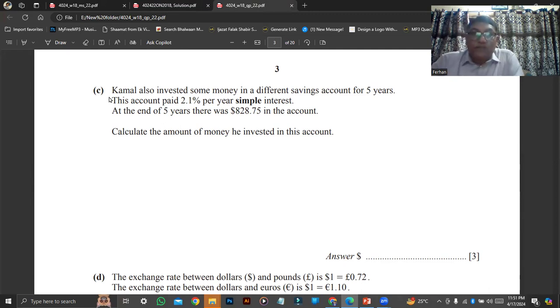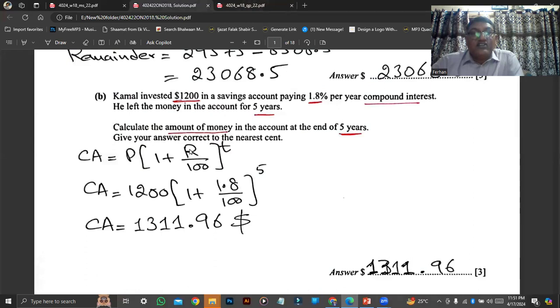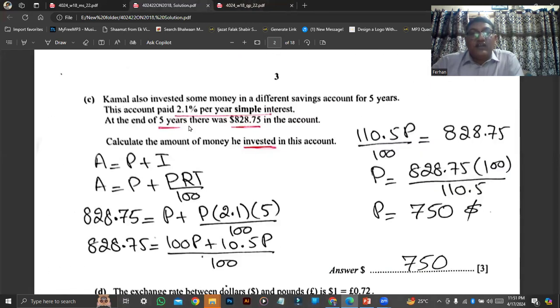The amount is equal to the principal plus the interest. This is the famous formula for simple interest. Amount equals principal plus interest. Simple interest formula is PRT by 100. So P is basically the question here. The amount at the end of 5 years is 828.75. P is the question plus P into R, which is 2.1, and the time is 5 years, divided by 100. So when I take the LCM here, it will be 100P plus 10.5P divided by 100. So it will become 110.5P divided by 100 equals 828.75.